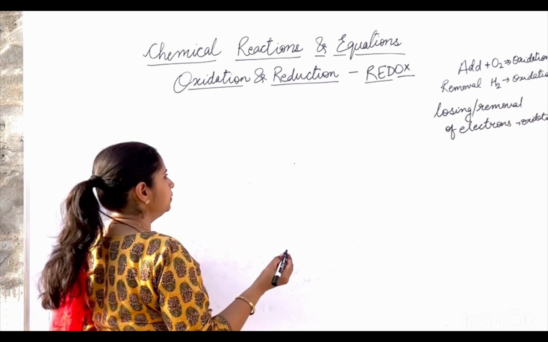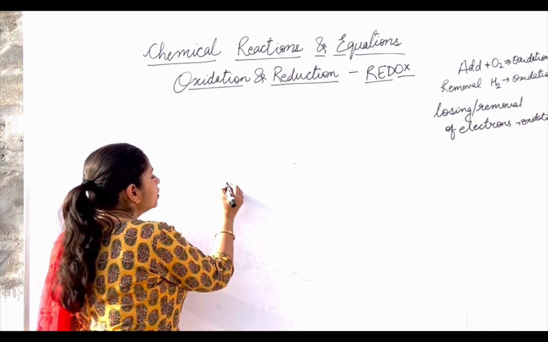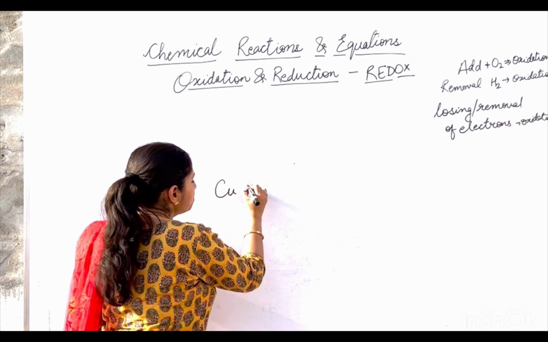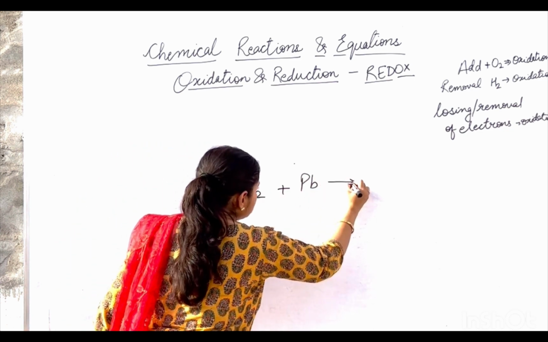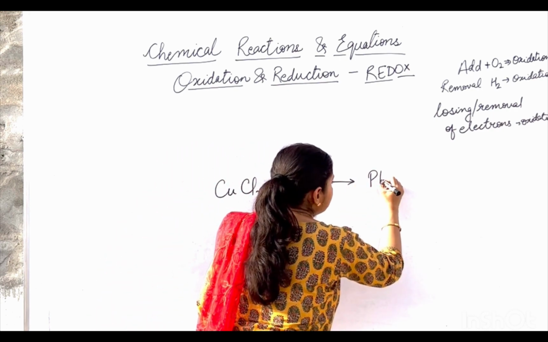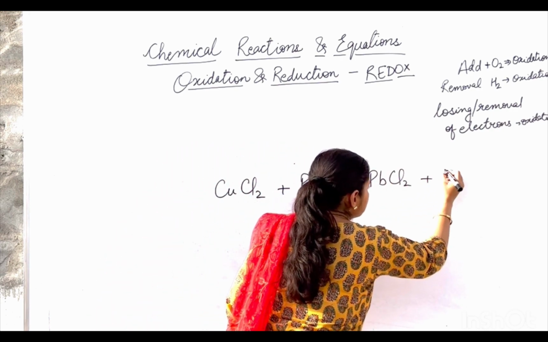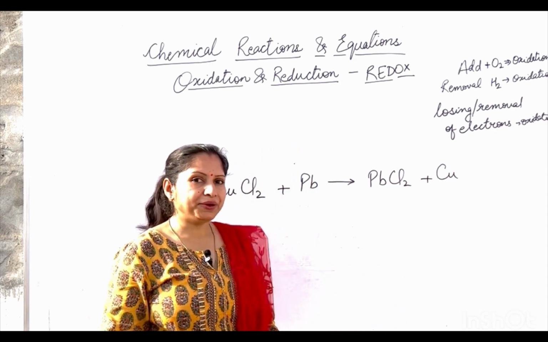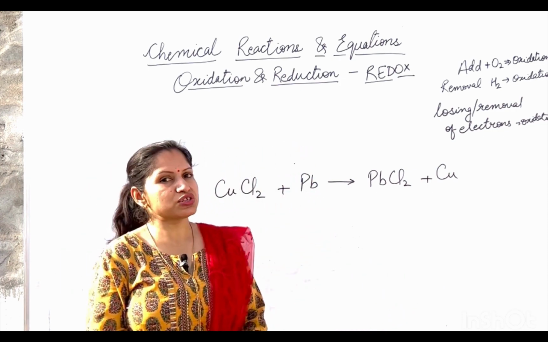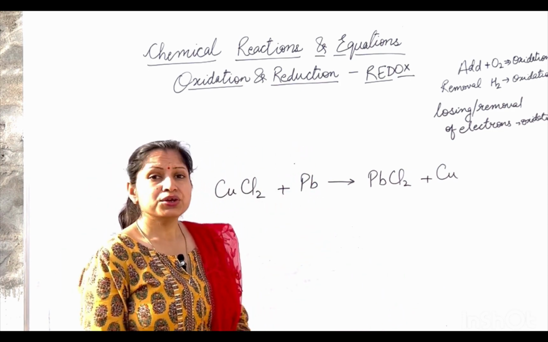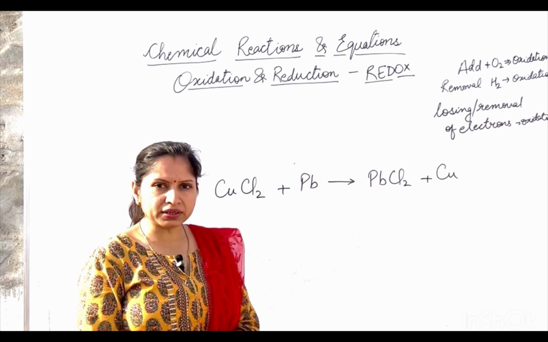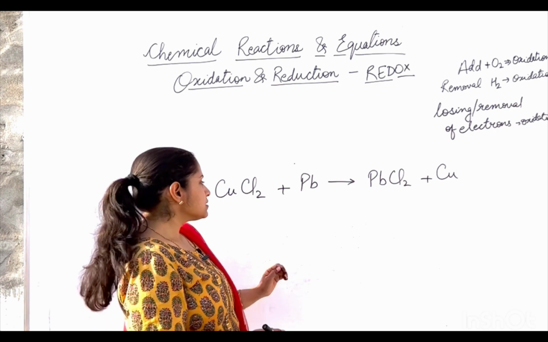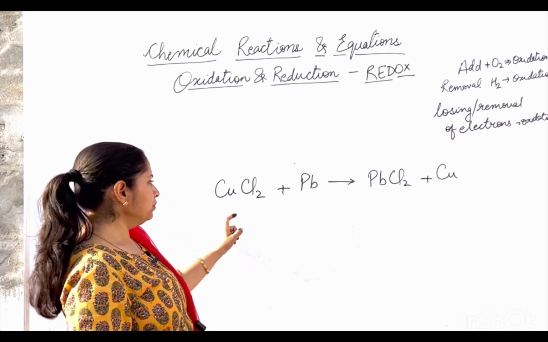For example, copper chloride reacts with lead to form lead chloride plus copper. I told you, every displacement reaction is also an example of redox reaction. So this is also an example of redox reaction. But now, how to work it out? Okay, so how can I work out?